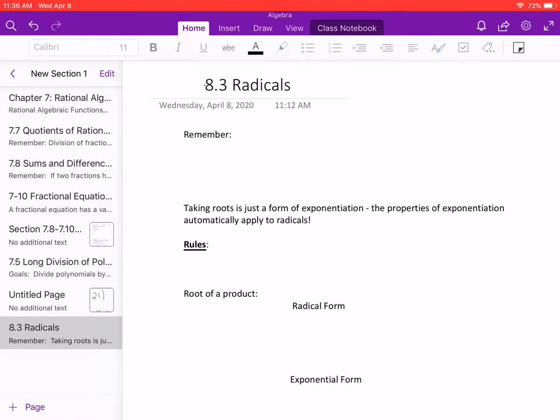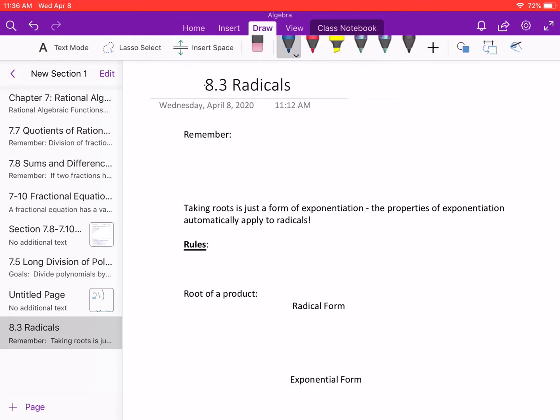Today we're going to be starting section 8.3 and we're going to be looking at radicals and simple radical form. This is going to build upon those exponent rules we learned way back in chapter 6. So what I want you to do is remember that when we are looking at a root, we can always convert it into an exponential form, and our rules are going to be very simple.